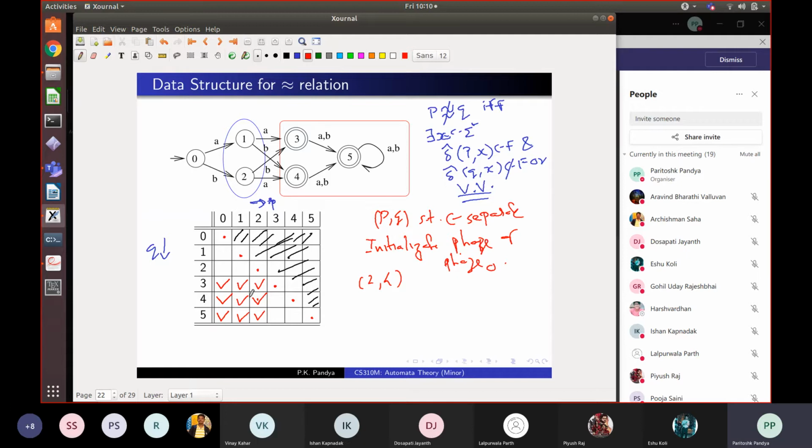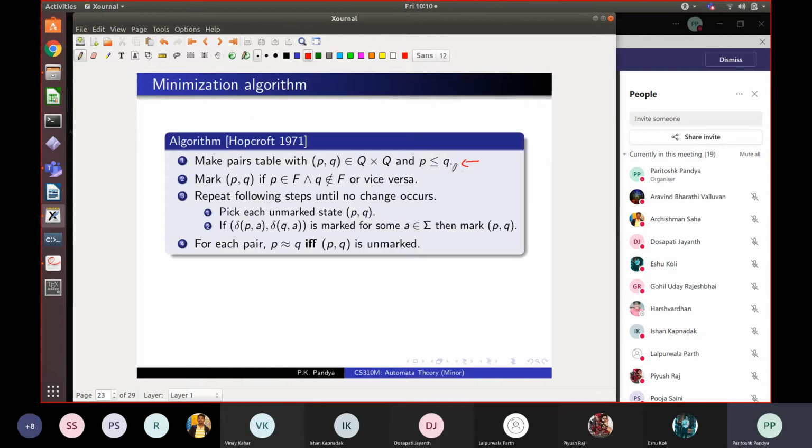I certainly know that these ticked entries are not equivalent. There may be other entries which may be not equivalent due to longer strings. But here I have only separated states using the string epsilon. You get that? So this is the first or the initialization phase of my algorithm, and that is here.